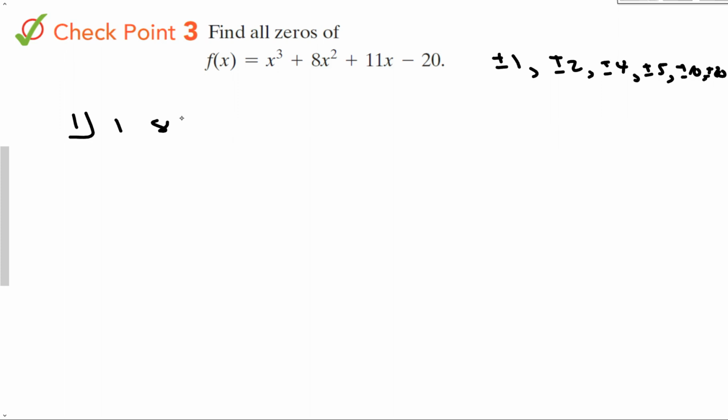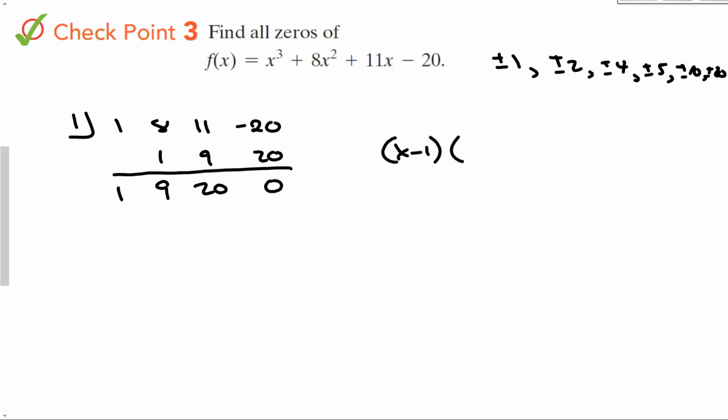Okay, 1, 8, 11, -20. Bring down the 1, multiply, add, multiply, add, multiply, add, and look at that. Isn't that nice? So my first factor becomes x minus 1. If x is equal to 1, the factor, when I set that equal to 0, is x minus 1. And we have x squared plus 9x plus 20. Continue factoring, and we have x plus 4, x plus 5.